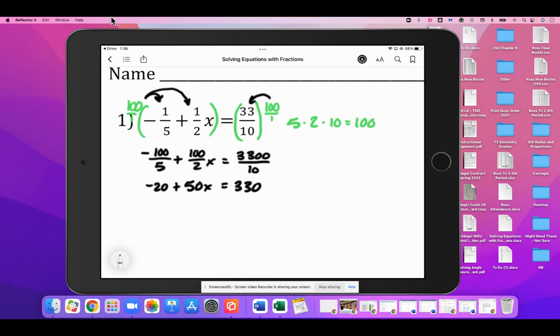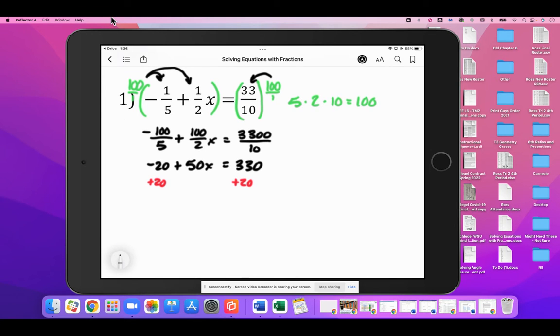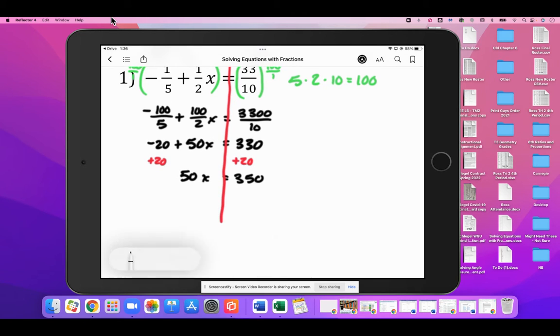And now this is a very simple problem to solve. We've done probably a couple hundred of them like this by now. What we would do is add 20 to both sides. To finish this thing off, we would have 50x equals 350. I need my fancy line like Miss Ross does. And then lastly, we would divide by 50. And we get x equals 70.